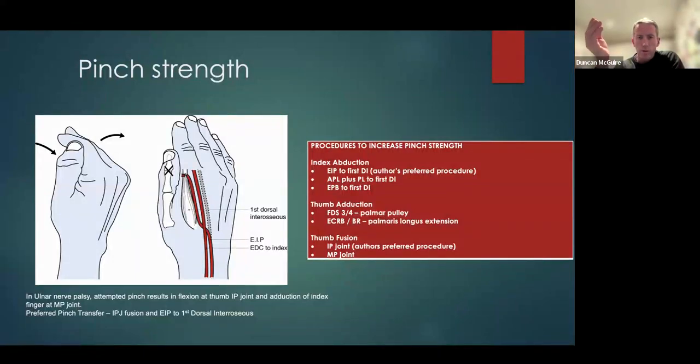So what we prefer to do is fuse the thumb IP joint. So then when the patient wants to pinch, as in the Froment's sign, they're not flexing the IP joint of the thumb. That IP joint is fused in a straight position. So all that flexion moment is then transferred to the thumb. So you have a much broader area of the thumb, which pinches against the side of the finger. So that's the combination we do: fuse the thumb IP joint and do EIP to first dorsal interosseous.